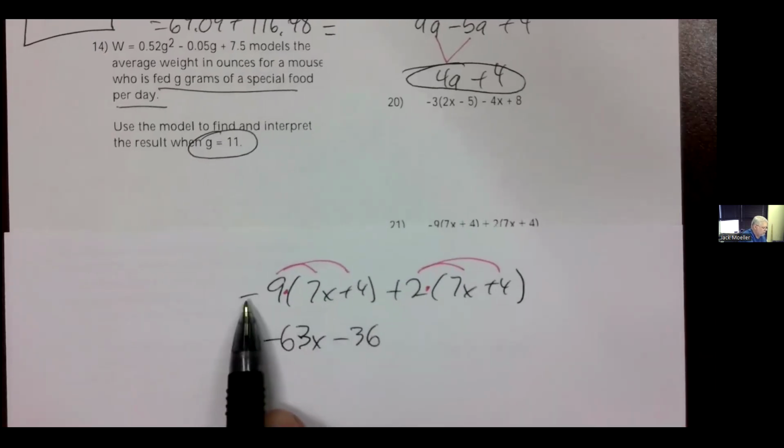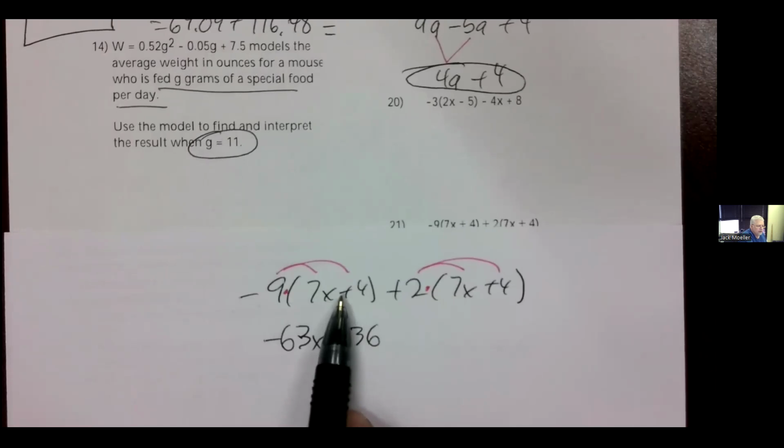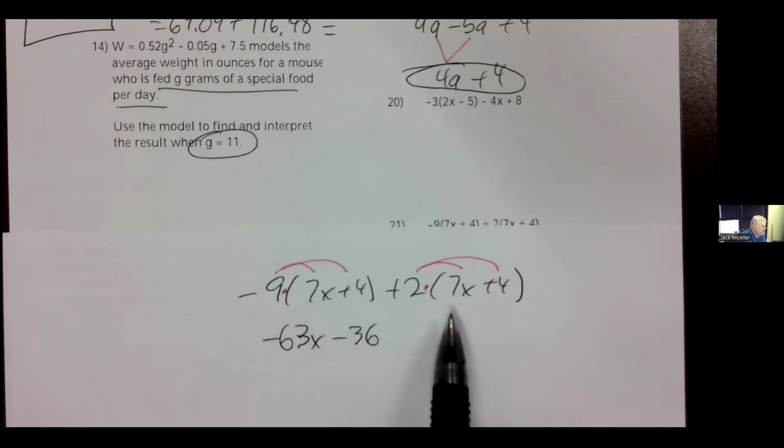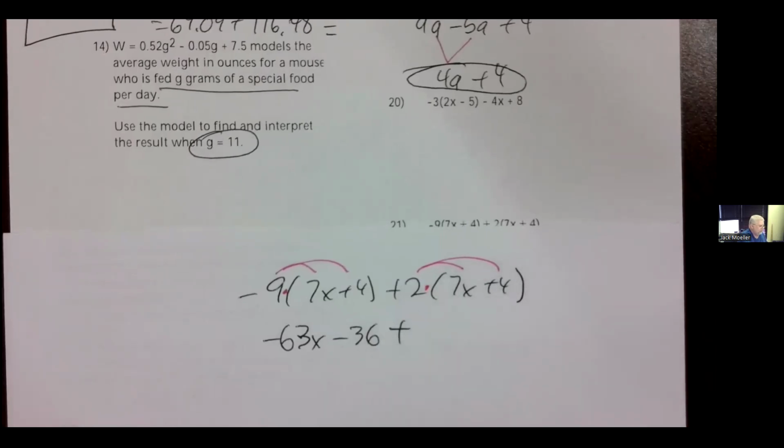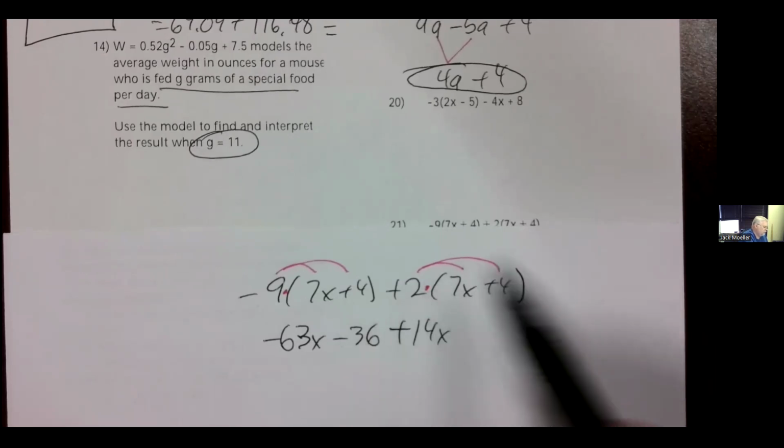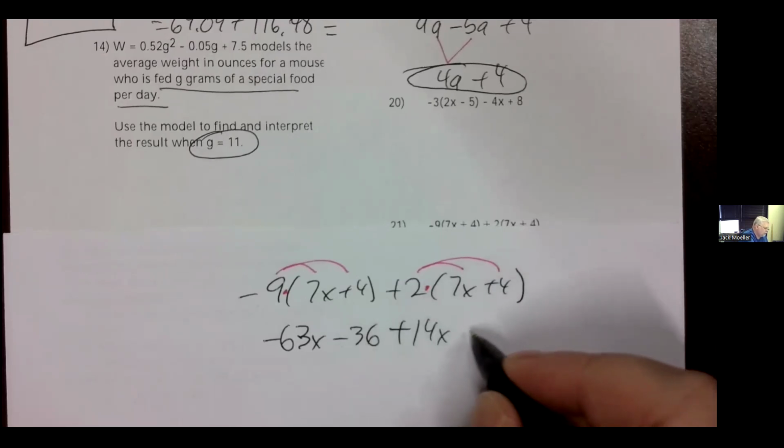Now you notice that we're multiplying by a negative and both those signs changed. Originally they were positive, now they're negative. Now for this, we're doing +2 times 7x, that's a plus 14x. Since it's a positive, make sure to put that plus. If you don't put the positive, then it looks like you're multiplying the 36 times the 14x. And then +2 times +4 is +8.